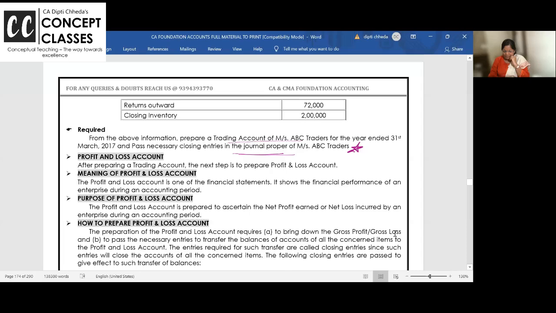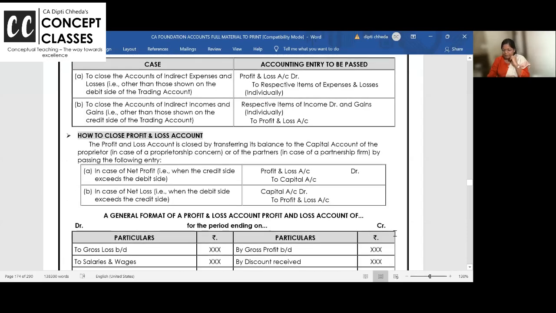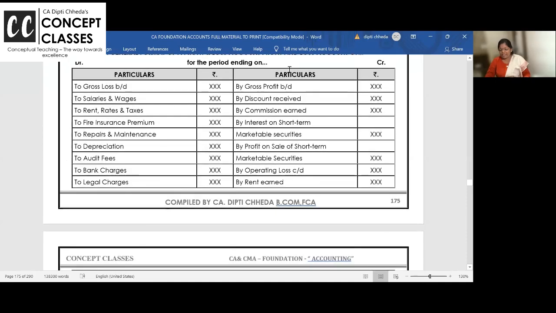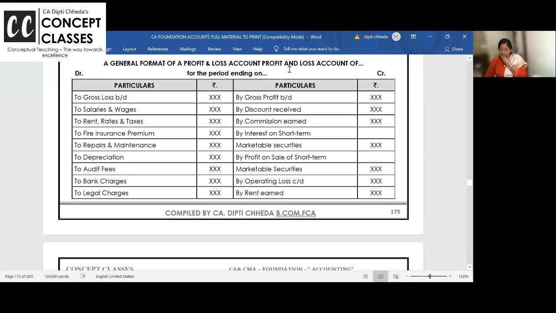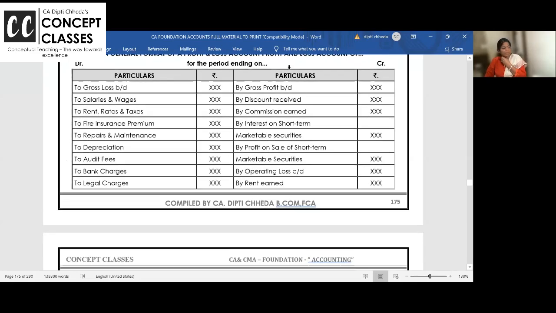I'm now starting with the P&L account. I'm taking it a little bit quick here because this is very easy and we need to save time for adjustments. There are around 15 very good adjustments in the final accounts. Prepaid, outstanding, free sample, provision for bad debt, provision for discount on debtors. For that, I want to save time. Okay? Chalein aage. Right. Let us see what is the format of P&L account.